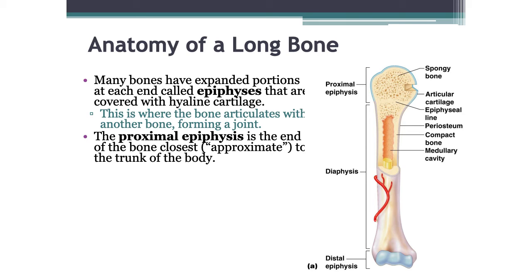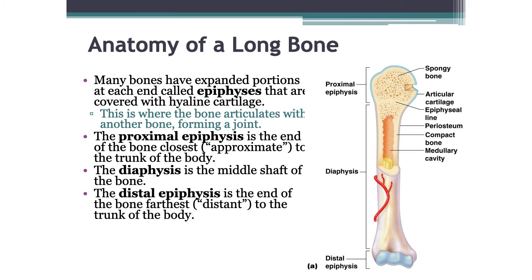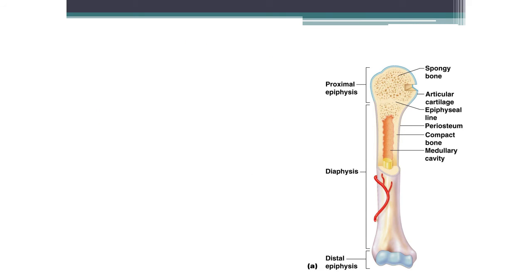The proximal epiphysis is at the end of the bone closest to the trunk of the body, and the diaphysis is the middle, and the distal is the end furthest from the trunk of the body. Okay, so proximal would be closest. If you were to stick your arm out, proximal is closest to the body, distal would be the farthest end of the body. All right.